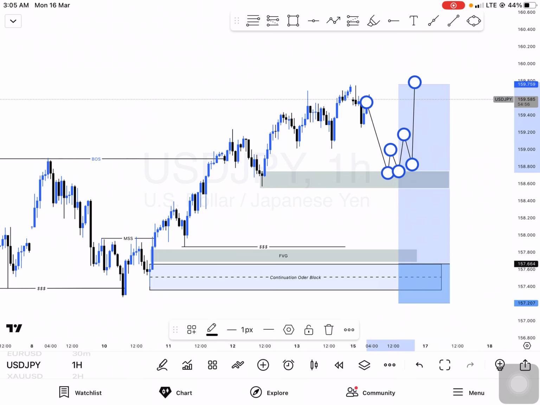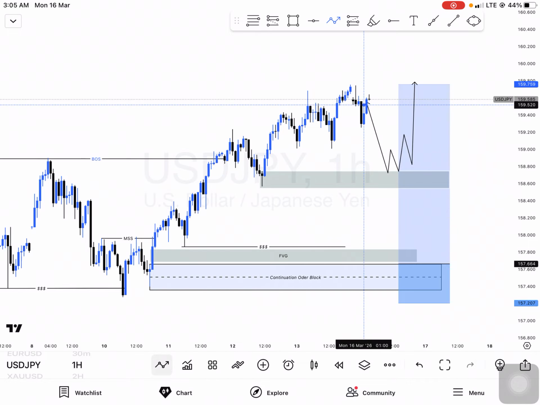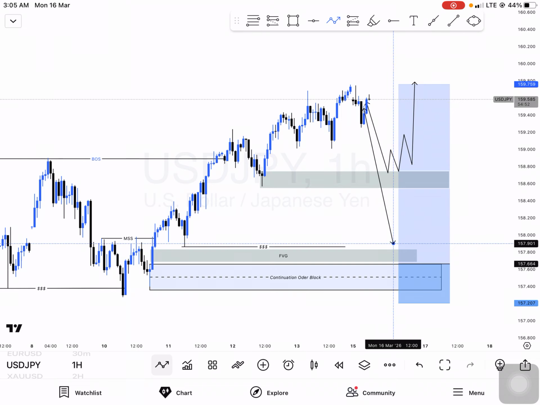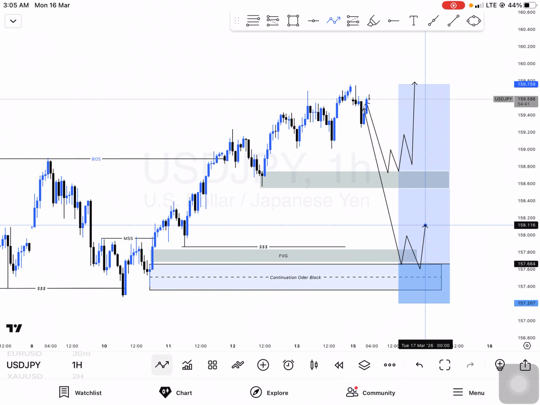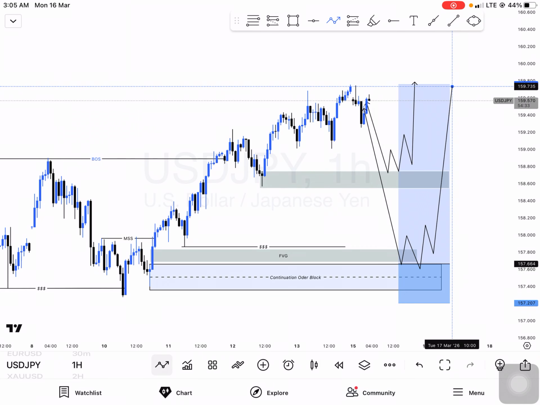But if it doesn't happen so, and the market moves from here to here, you wait for the market to change character. After it sweeps liquidity, it changes character. Then you target 50% of your Fibonacci level here. Then you take your trade to the upside. So I think this is my trade setup for USDJPY.